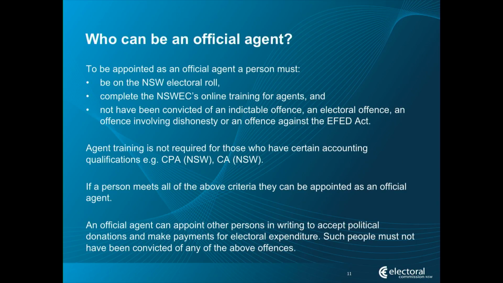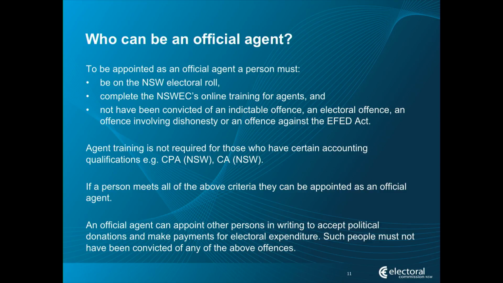Who can be an official agent? To be appointed as an official agent, a person must be on the New South Wales Electoral Roll. They must complete the Electoral Commission's online training for agents, and they must not have been convicted of an indictable offence, an electoral offence, an offence involving dishonesty, or an offence against the Election Funding, Expenditure and Disclosures Act. Agent training is not required for those who have certain accounting qualifications. If a person meets all of the above criteria, they can be appointed as an official agent.